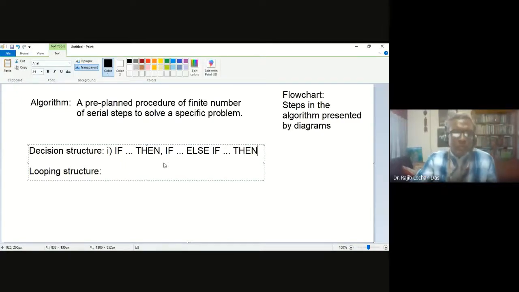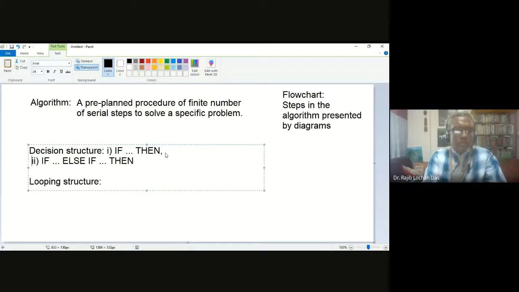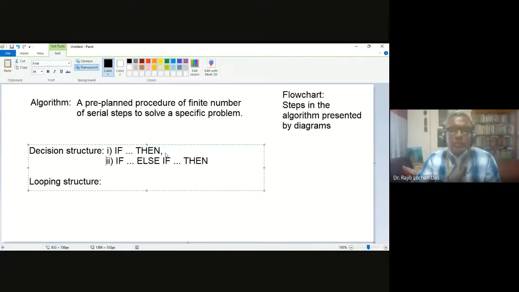Sometimes we use if, then something, then. Okay, so that is called the decision structure. And sometimes we also use if and then else if then. Okay, that is another type. Let me write number 2 here, or I can write number 2 below. So like that. So these are the decision structures.